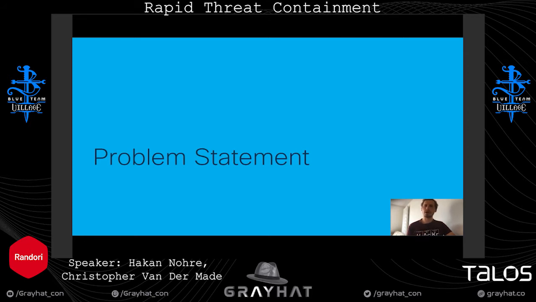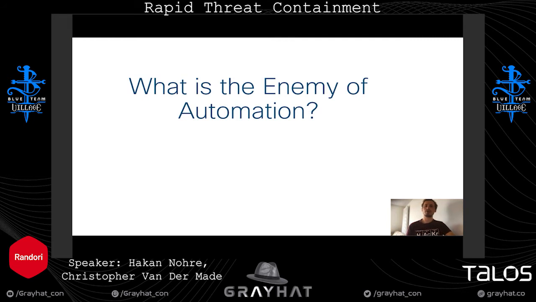Now, before we go any further, let's state the problem first. Let's have a look at what the actual problem is right now. To start off, I have a question for you. What is the enemy of automation? It's still a bit vague for you probably, but we're talking about threat containment automation. But why isn't automation more and more happening with regards to containing threats?